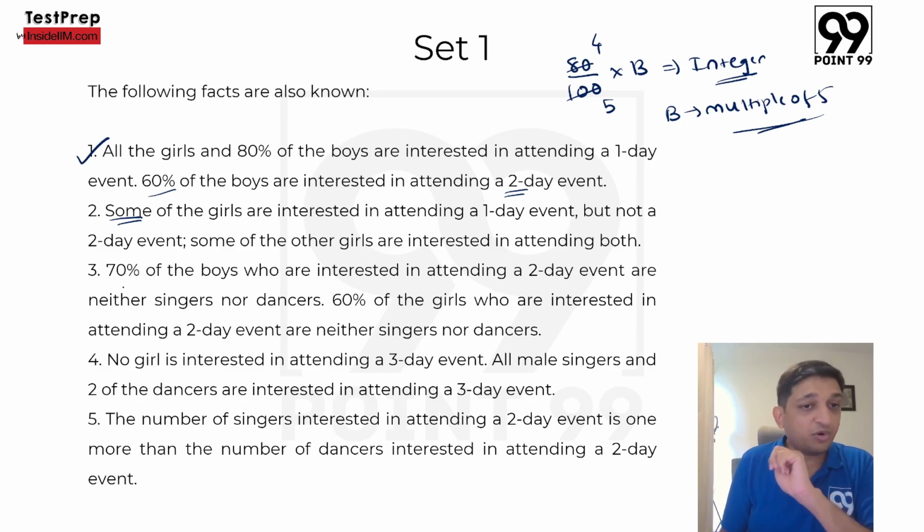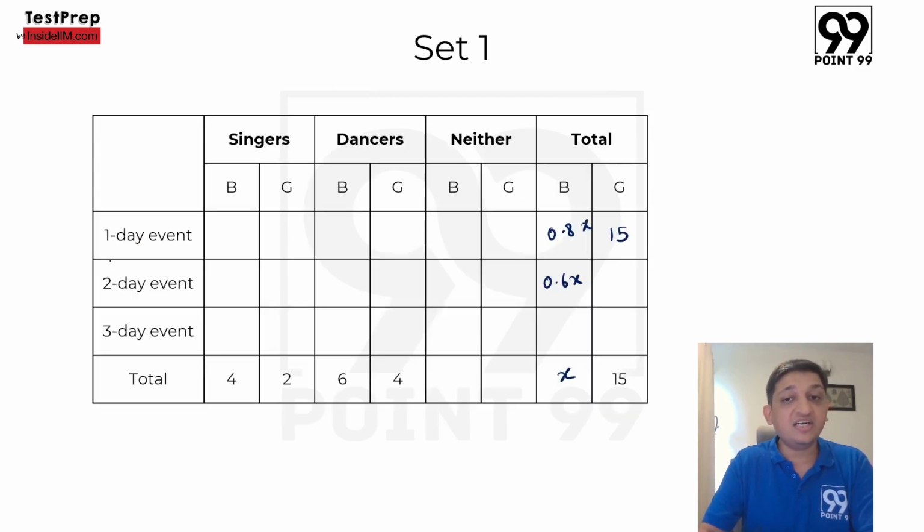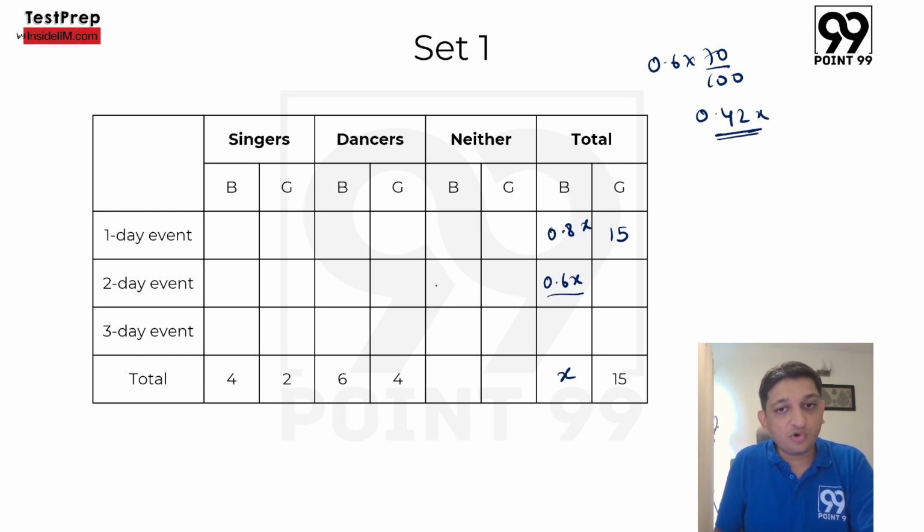Then in terms of boys, 70% of the boys who are interested in attending a 2-day event are neither singers nor dancers. How many boys are interested in attending a 2-day event? 0.6x. उसका 70% कितना हो गया? 0.6 into 0.7. 0.6 into 70 by 100 or 0.6 into 0.7. So 0.42x बन गया. So I just wrote 0.42x here.